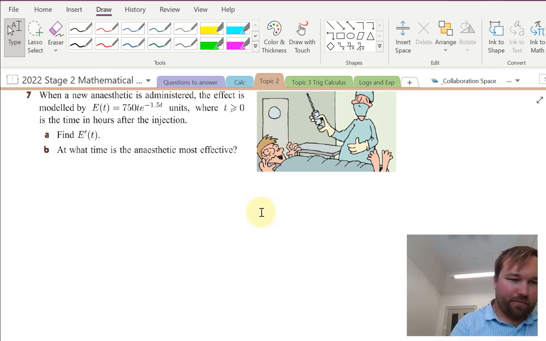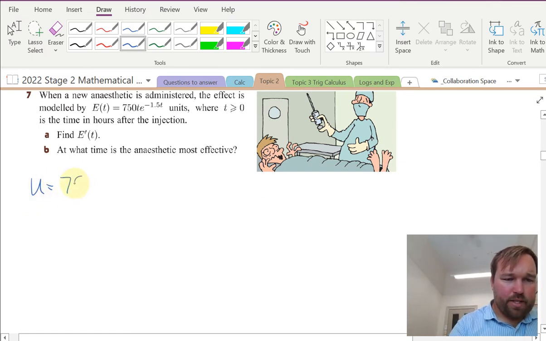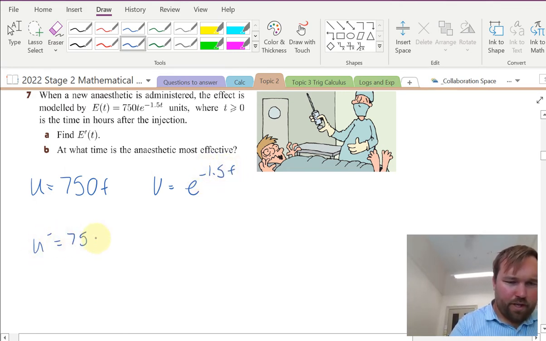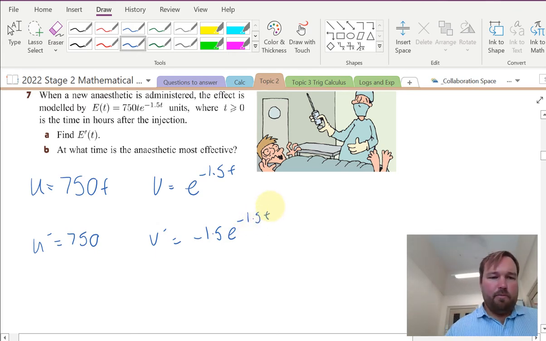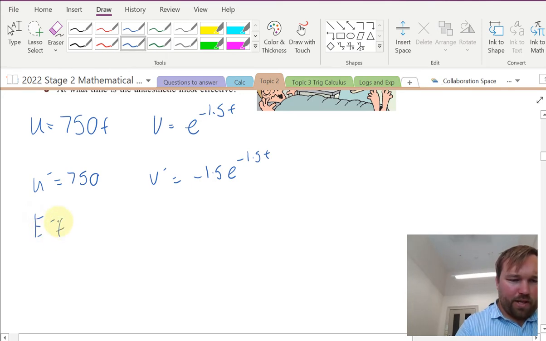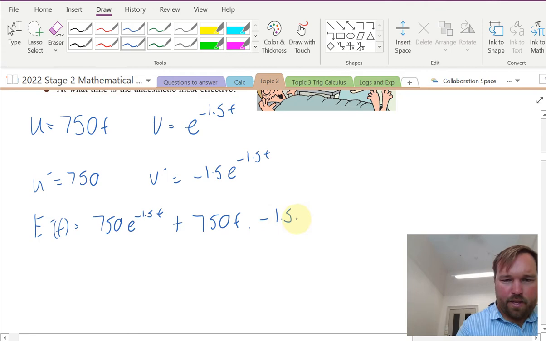Find E dash t. All right, product rule. u is 750t. v is e to the minus 1.5t. u dash is 750. v dash is minus 1.5 e to the minus 1.5t. Alright, so therefore E dash t is u dash v plus u v dash: 750 e to the minus 1.5t plus 750t multiplied by minus 1.5 e to the minus 1.5t.